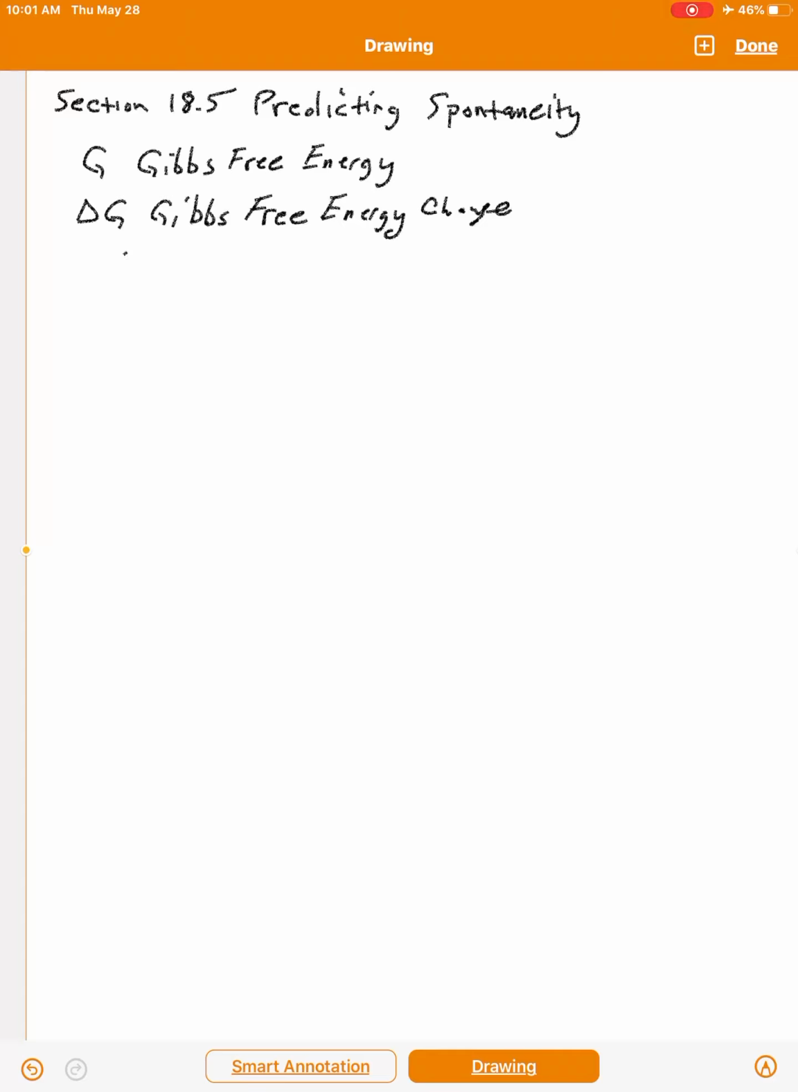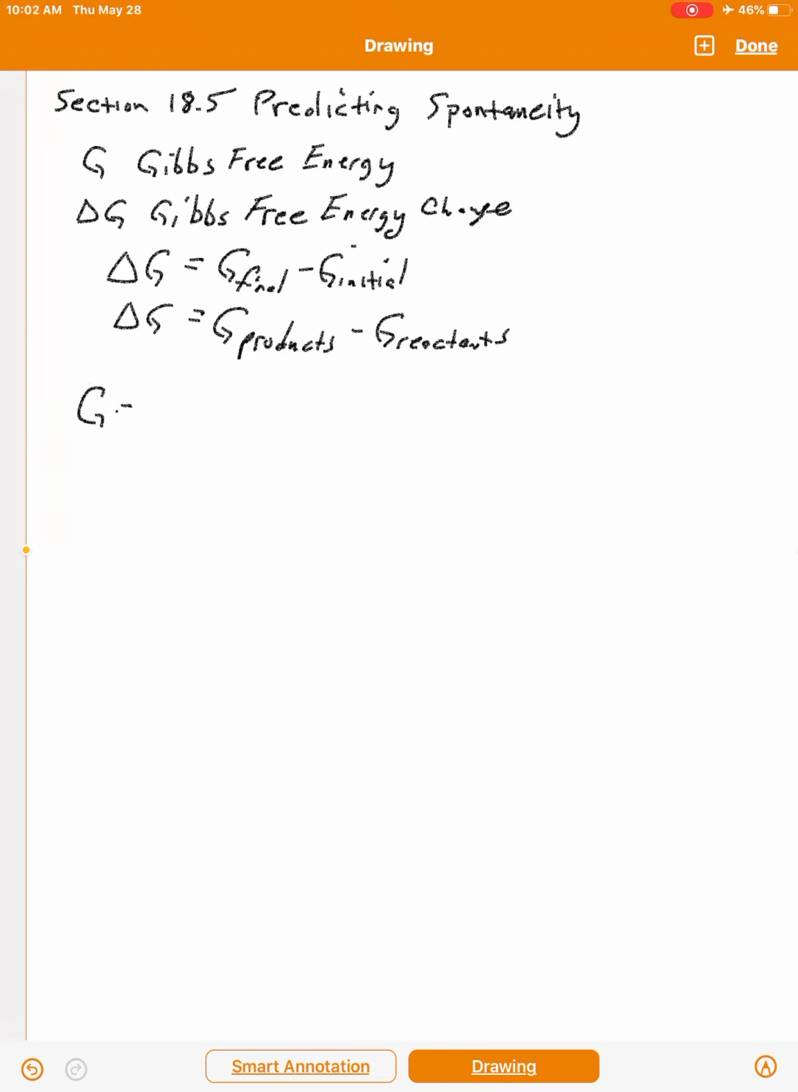And just like with other changes, delta G would be G final minus G initial. Or, for a chemical reaction, G of the products minus G of the reactants. Okay? We're going to define the Gibbs free energy in the following way: G equals H minus TS. And we'll define the Gibbs free energy change as delta H minus T delta S.